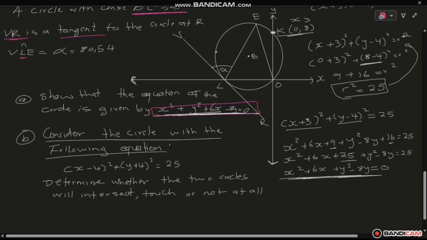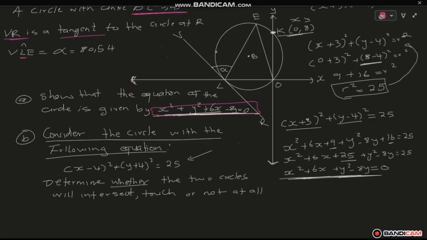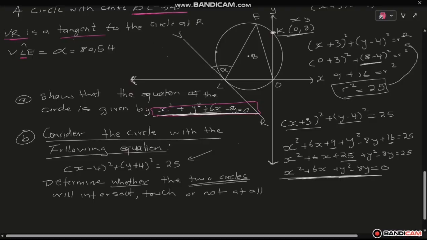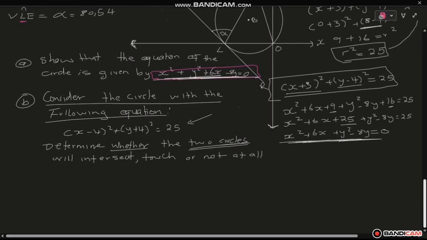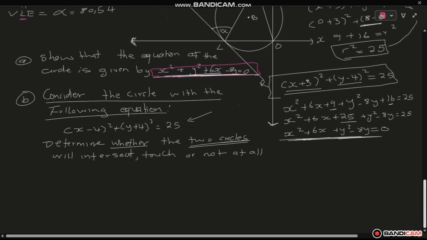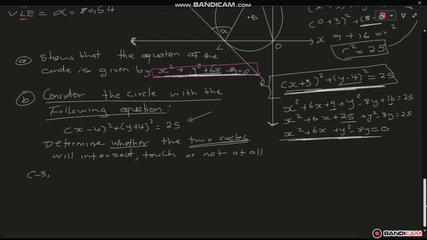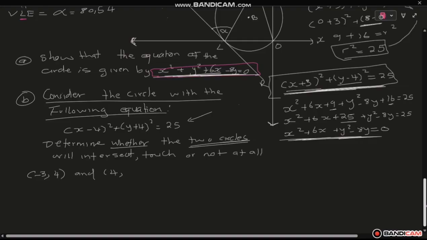Consider the circle with the center. Then this is the equation of the other circle. They want us to determine whether the two circles will intersect, touch, or not at all. So these are the two circles we need to work out and come to the conclusion that they are intersecting or touching or not at all. So we're going to use the centers. We have negative 3, positive 4 for the first circle, and for the second one we have positive 4, negative 4.